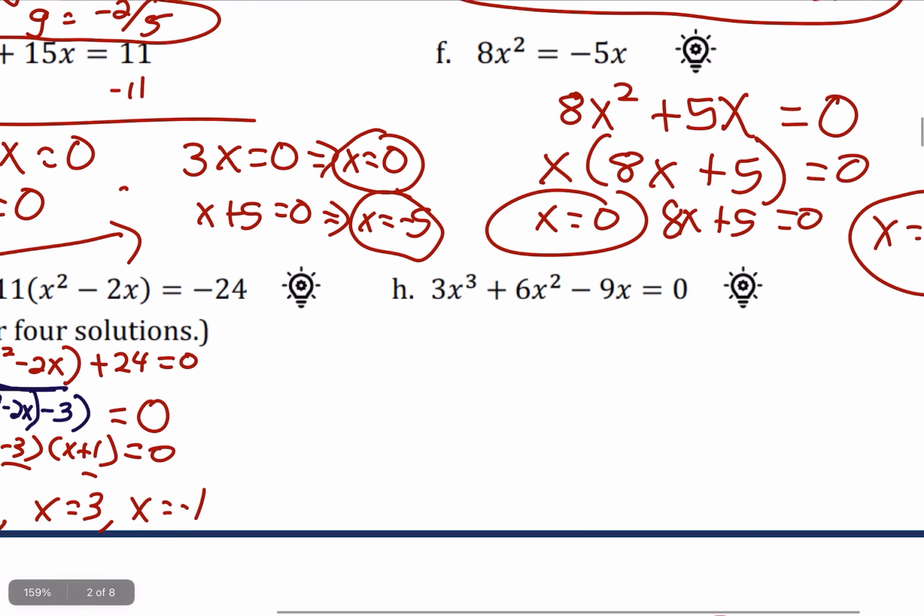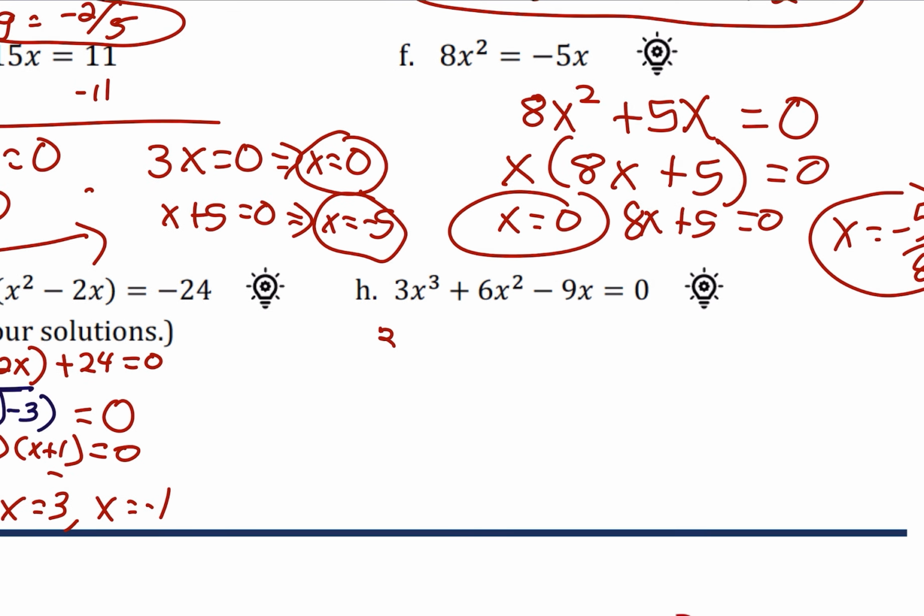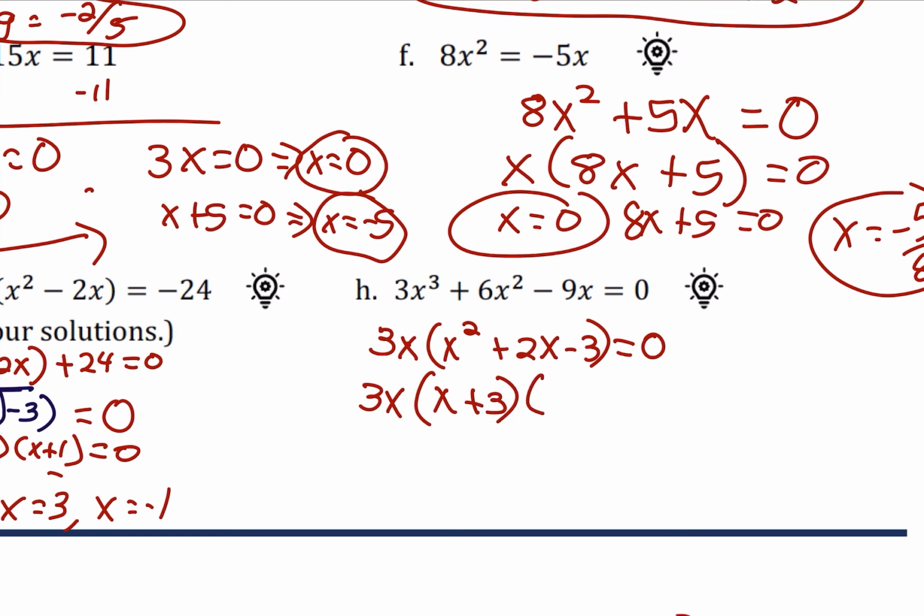All right, let's go on to the last light bulb problem right here. Our first step in factoring is always a GCF, which in this case is 3x. So we have 3x times x squared plus 2x minus 3 equals 0. But we can factor that trinomial. So we have x plus 3 and x minus 1 because it's an AM, equals 0.